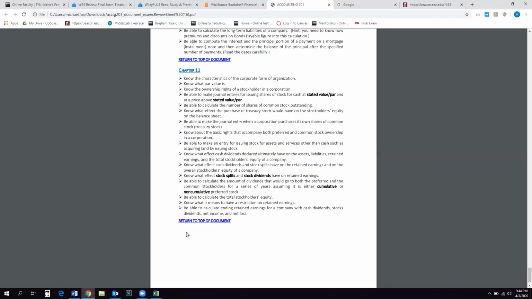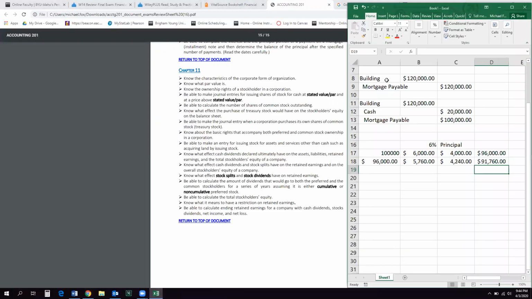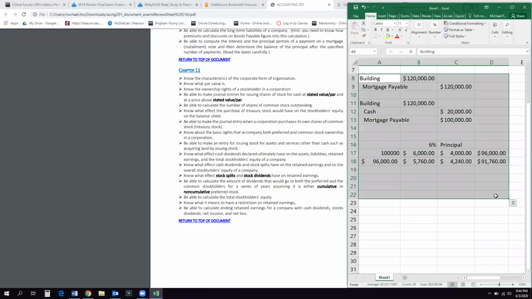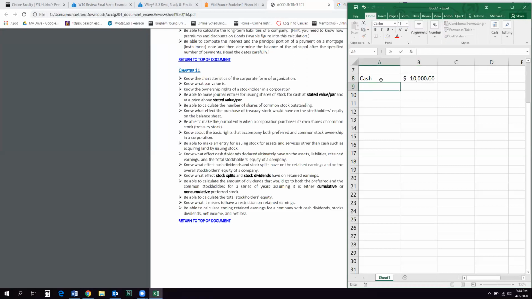So just recognize, I think we just did this chapter, so this is probably less hard for a lot of you, but recognize that if we issue stock at its par value, so let's say we issue 10,000 shares at $1 par value, then our cash will go up by $10,000, and our common stock account will go up by 10,000, just like that, easy.